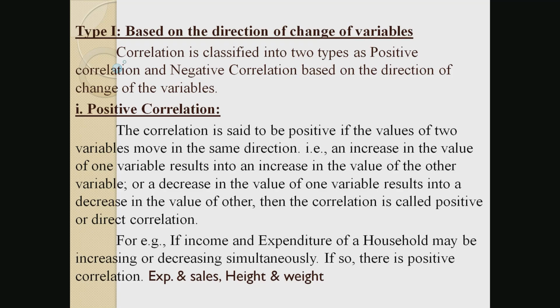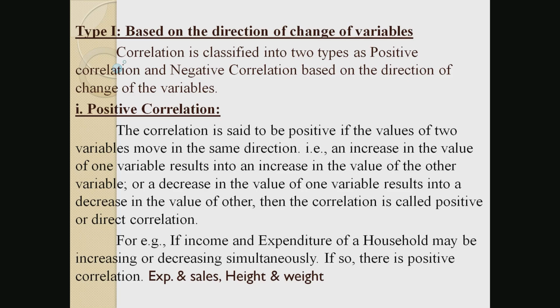Positive and negative correlation. Positive and negative correlation depend upon the direction of change of variables. If two variables tend to move together in the same direction, that is, an increase in the value of one variable results in an increase in the value of the other variable, or a decrease in the value of one variable results in a decrease in the value of the other, then the correlation is called positive correlation.